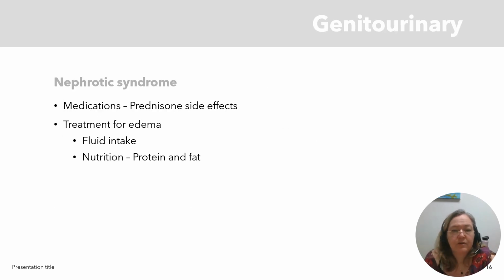Make sure for genitourinary that you go over nephrotic syndrome. Specifically, make sure you review the side effects of IV or PO long-term prednisone treatment, and make sure that you know the patient teachings related to that. Treatment for edema in children, activity restrictions, fluid restrictions, nutritional teachings as far as protein and fat intake, and then just make sure you know that one really well.